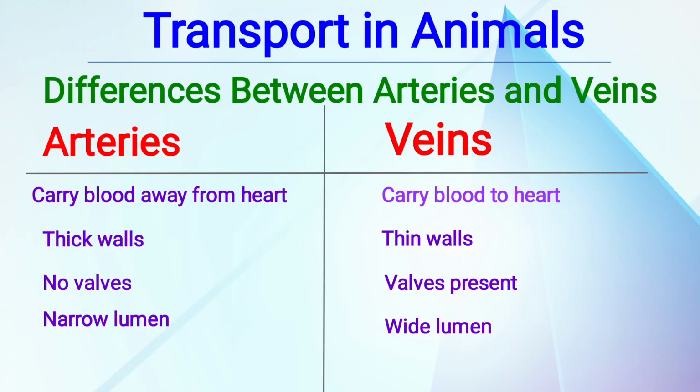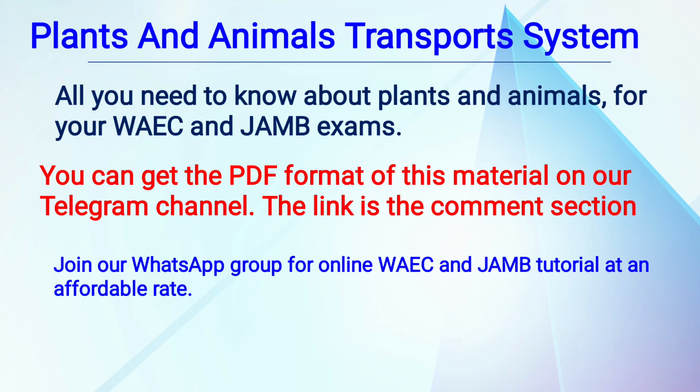Now, what are the differences between arteries and veins? We discussed this one before. Arteries carry blood away from the heart, while veins carry blood to the heart. Arteries have thick walls, veins have thin walls. Arteries have no valves except near the heart, while veins have valves present. Arteries have a narrow lumen, while veins have a wide lumen. These are the major and key things that you have to know about the transport system in plants and animals.